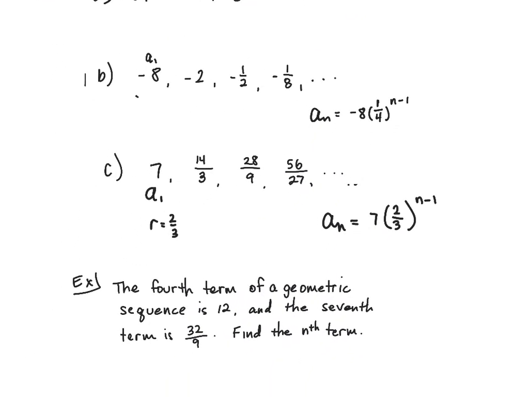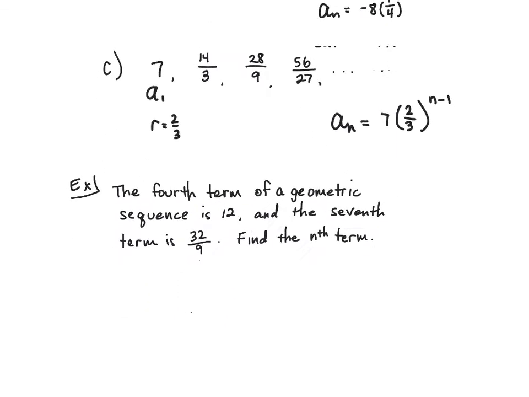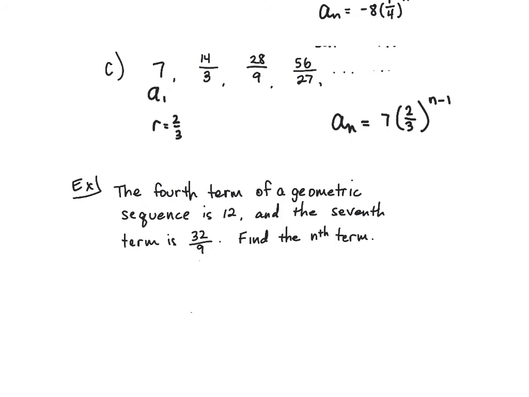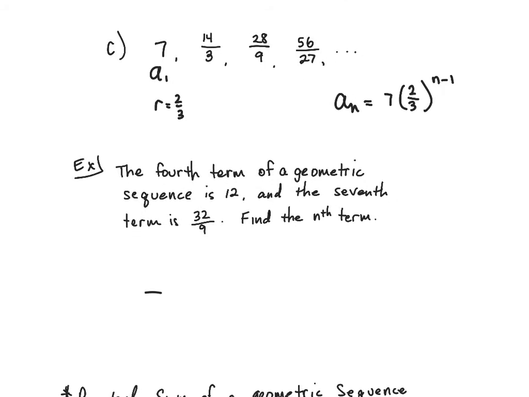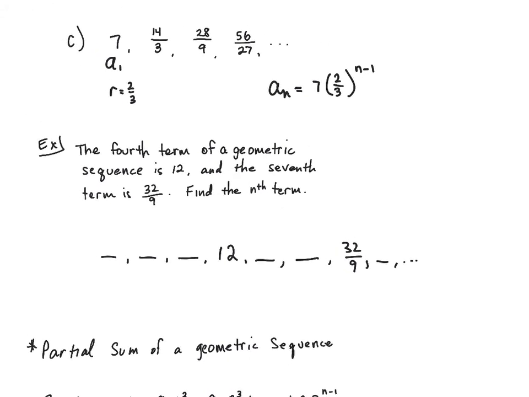Now, part of this second learning target still would be a problem like this, where they give us random terms rather than the terms of the sequence in order. So we don't know the first 3 terms, but it says the fourth term's 12, and then we don't know the fifth term, we don't know the sixth term, but we know the seventh term is 32/9, and so on and so on. Find the nth term.